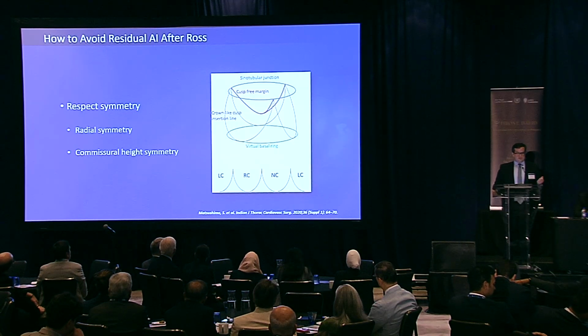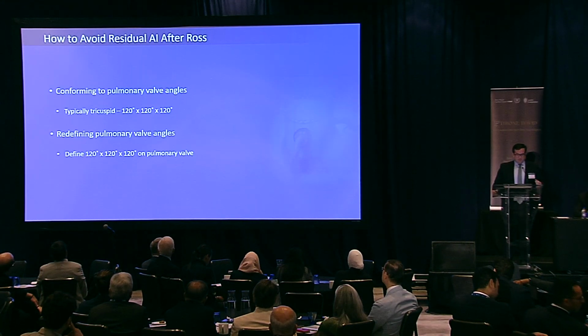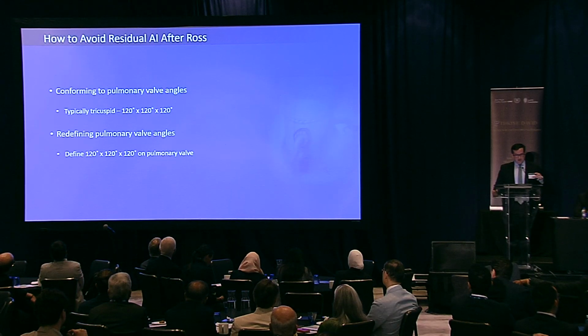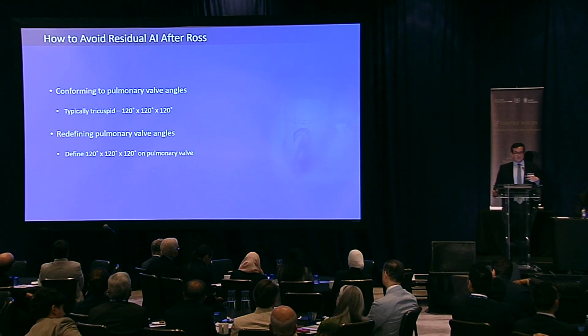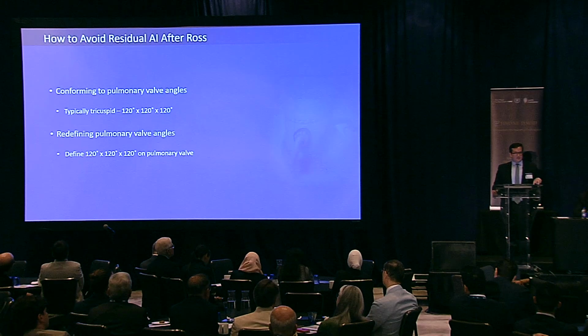And it's about respecting symmetry. We've heard this talked about a couple times now, and it's both your radial and your commissural height symmetry. So two ways to do it. One way we used to do it, and one way that we've now been doing more frequently, is we used to typically say we're going to honor the pulmonary valve's angles in the annulus. And so we say it's typically a tricuspid, 120 degrees, and we're going to try to replicate that into the aortic annulus. And if there's any asymmetry, we'll account for that in doing it.